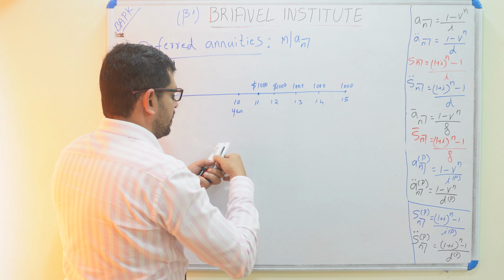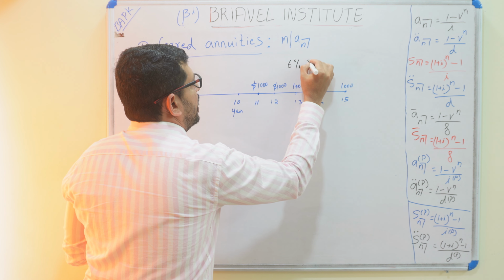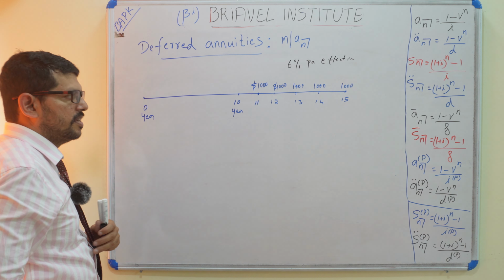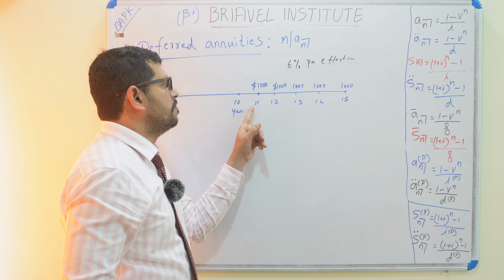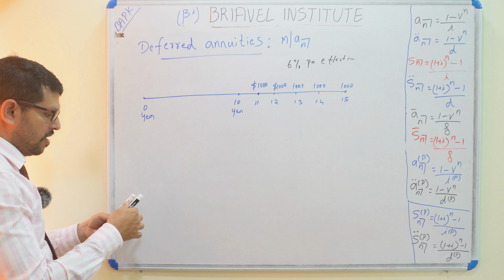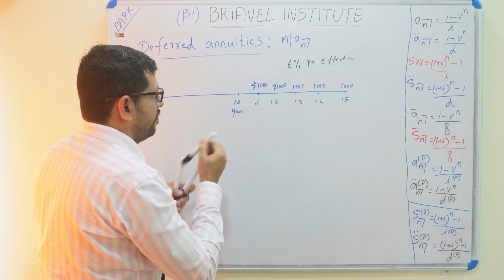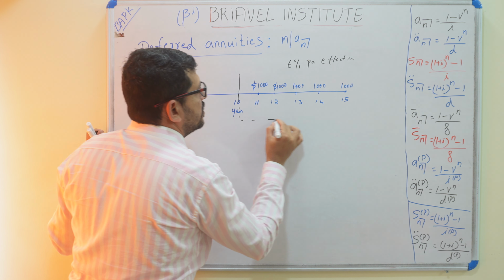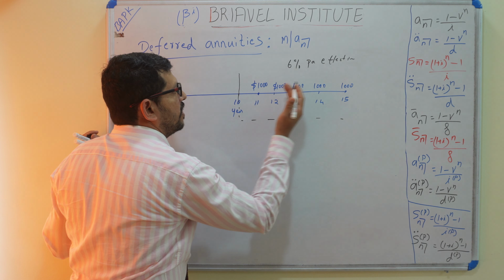So we are calculating at the rate of 6% interest. 6% per annum effective interest rate. So this 1,000 is paid, but it is paid after the 11th year. So how to find out the formula? Up to here we know how to find the formula. This term up to here, we know that it is a_n.